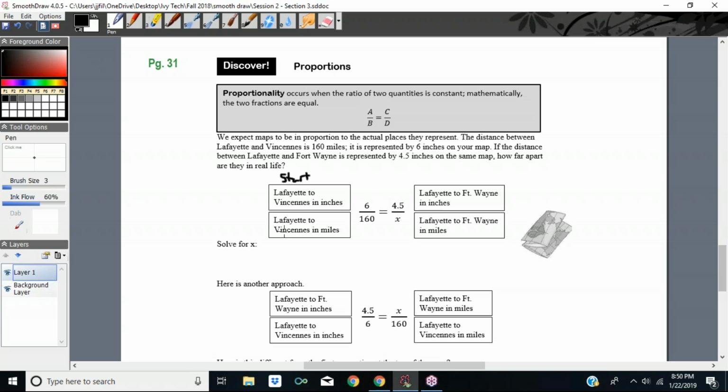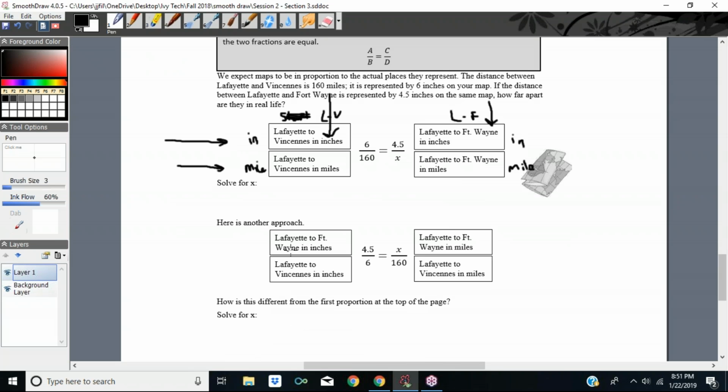to Vincennes. Oh, let me do this different. Inches to miles, Lafayette to Vincennes. This is Lafayette to Fort Wayne, and it's still inches to miles. Notice how the units are inches are across, miles are across. Lafayette to Vincennes is straight down, Lafayette to Fort Wayne is straight down. So these are about organization.